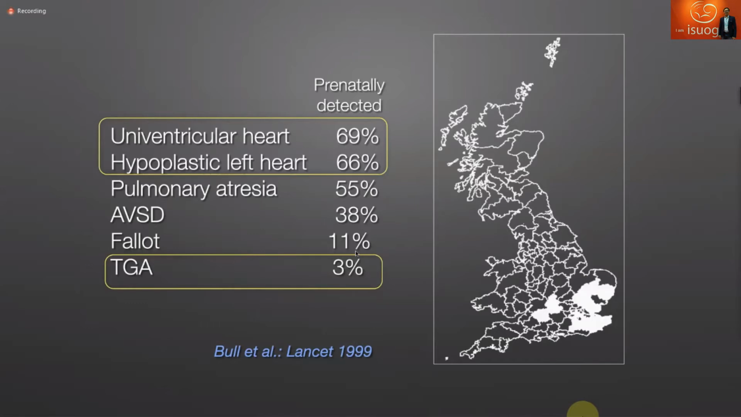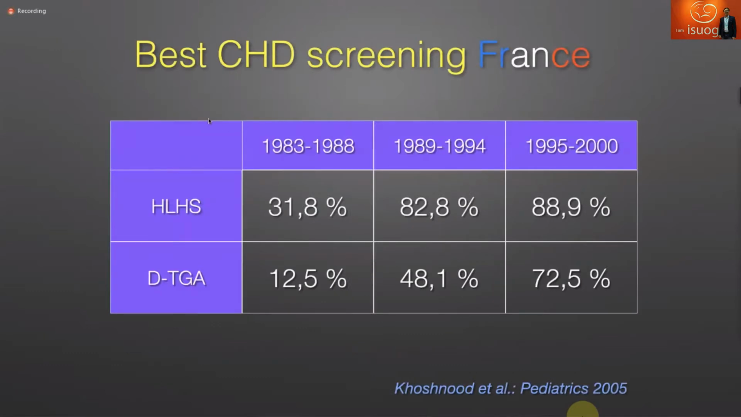The French, however, have, let's say, the best screening, because they worked from the mid-80s until the early 90s on the four-chamber view, and then realized that even obstetricians can learn to scan the heart, so let us move forward and improve the data. They started teaching them how to scan the great vessels to detect transposition. And you see the detection of transposition in the year 2000 was 72% versus 3% in the UK study.